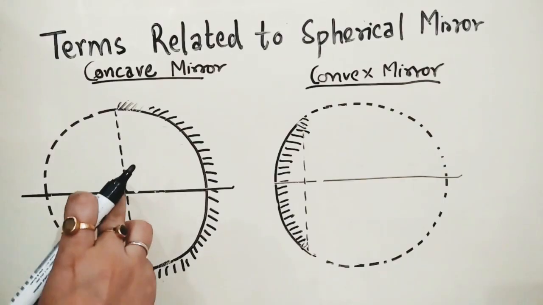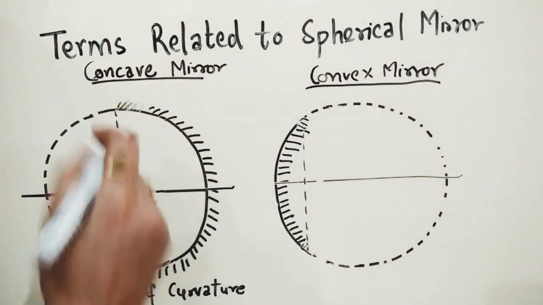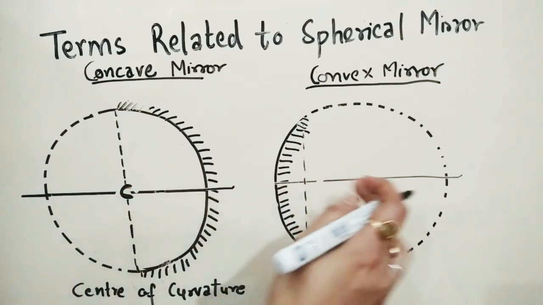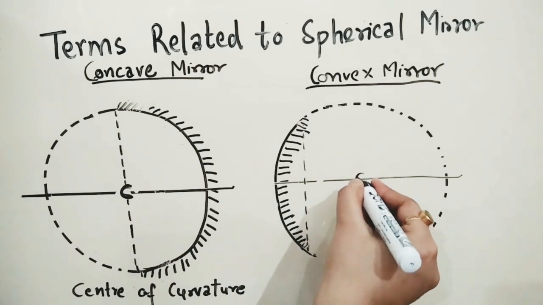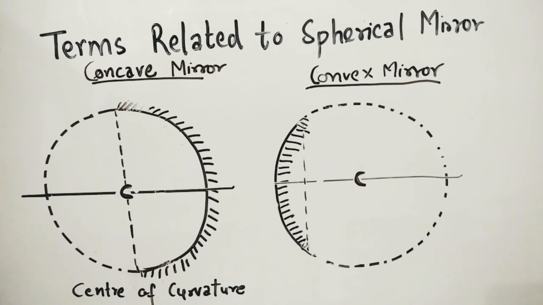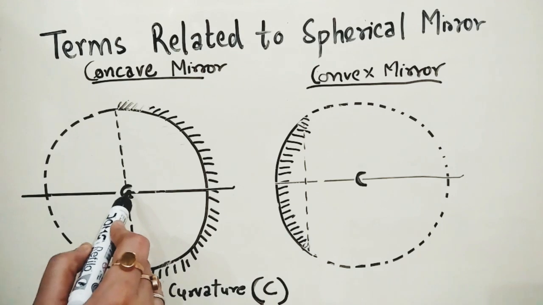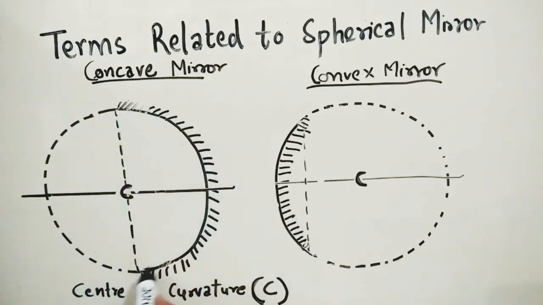Now the first term is the center of curvature. The word center is used, meaning it is the center of this hollow sphere. So this is the center of curvature, which is represented as C. Similarly in this case, again this is considered as the center of curvature. So if we have to define the center of curvature, it is the center of the hollow sphere of glass of which this spherical mirror is a part.